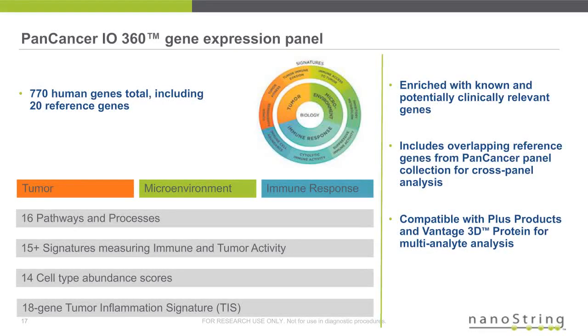So that tumor inflammation signature is one part of a larger gene panel that we've developed called IO360 that looks at the tumor, looks at the microenvironment, and looks at the immune response. It's a panel that's really commonly used in FFPE samples, so it's an RNA panel. So it's enriched for known and potentially clinically relevant genes. It is compatible with the protein, with either adding additional RNA or using our Vantage 3D protein panels. I'm not going to talk about the panels today related to this, which are things related to targeted pathways like PI3 kinase, but it's a great panel to look at immunological activity within tumors.